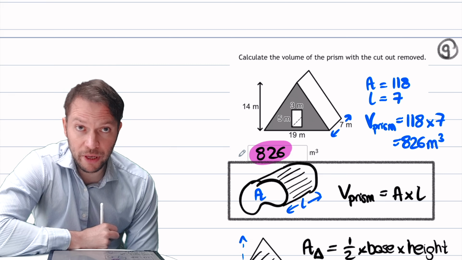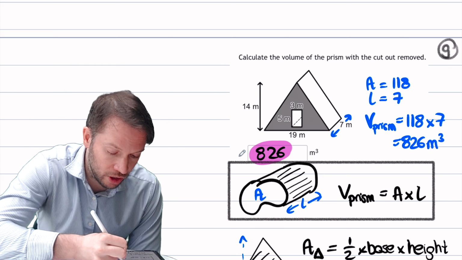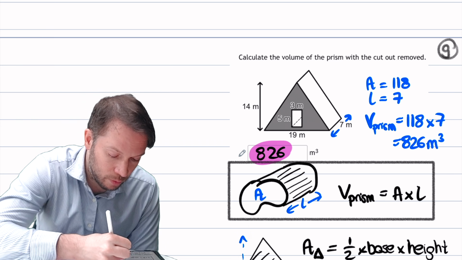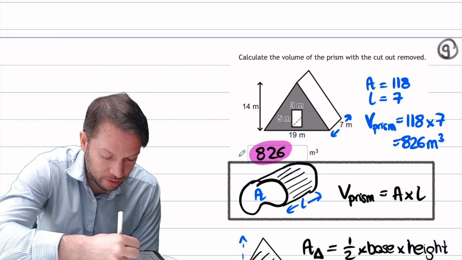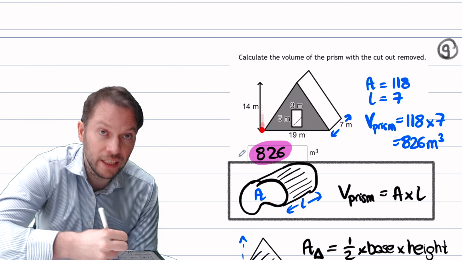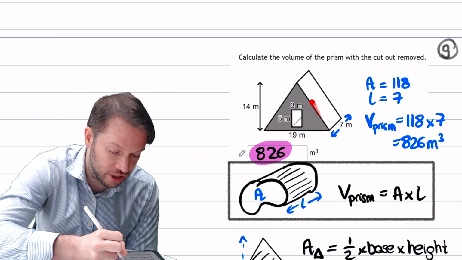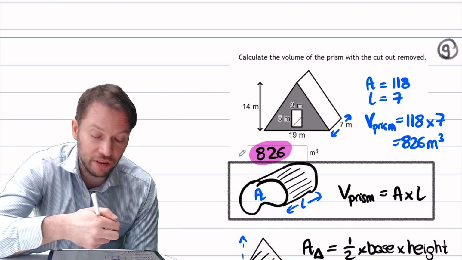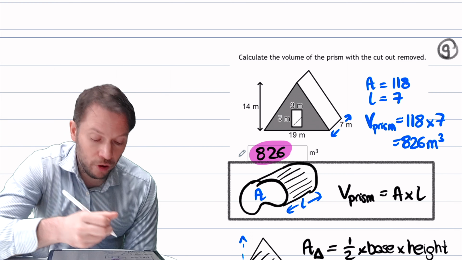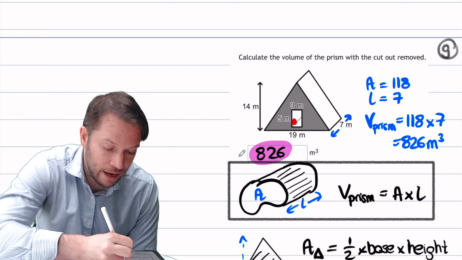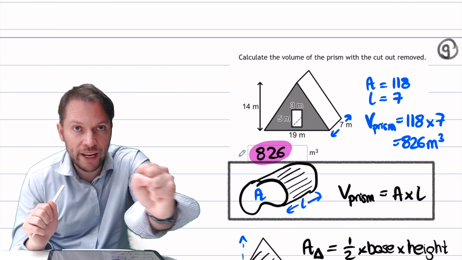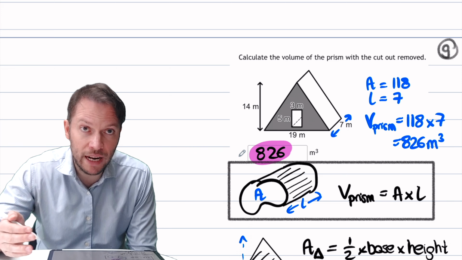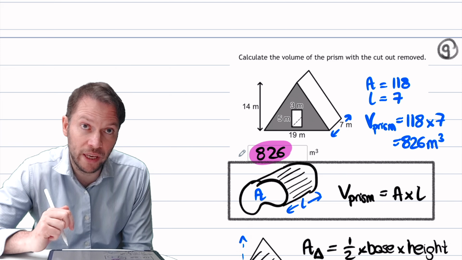An alternative way we could have done this is to find the volume of the triangular prism. So just imagine that rectangle wasn't removed. We find the volume of the triangular prism. So we can do half times 19 times 14 to find this area of the cross-section, and times it by the 7 because we times the cross-sectional area times the length of the prism. But then from that volume, notice that we're cutting out a cuboid. We're boring out a cuboid from that triangular prism, and therefore we could subtract the volume of the cuboid. So that's the other way that we could have done this question.